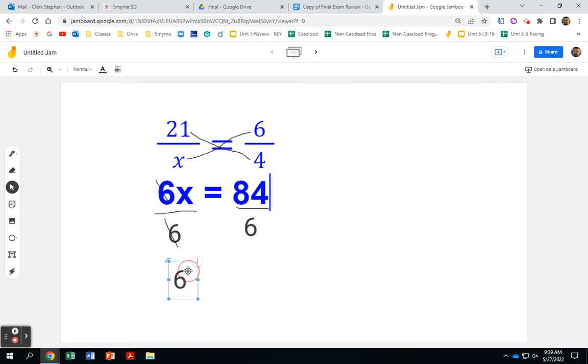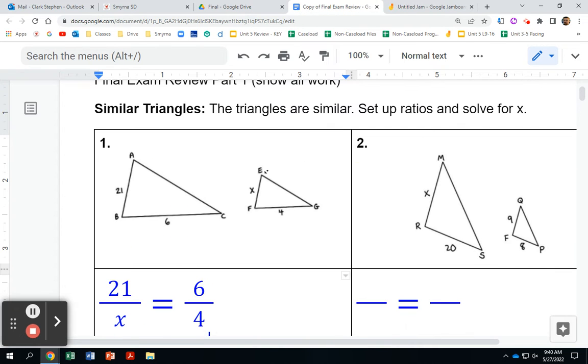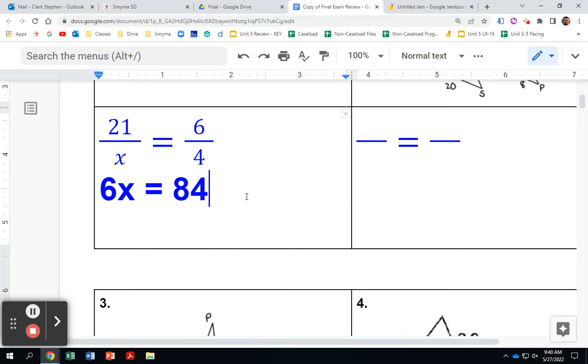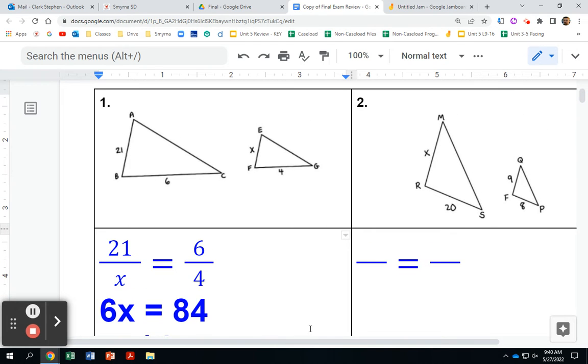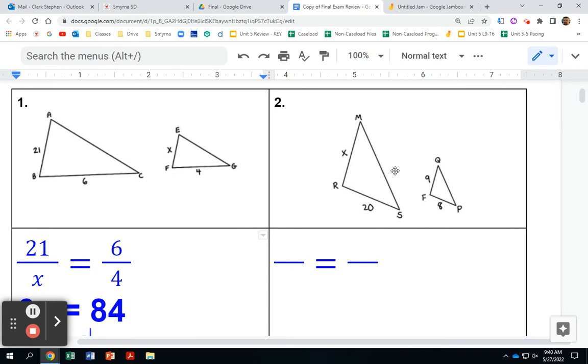We're left with x is going to equal. What is 84 divided by 6? It is 14. There we go. That's number one right there. 14. So I'll just write that down into here. Good.